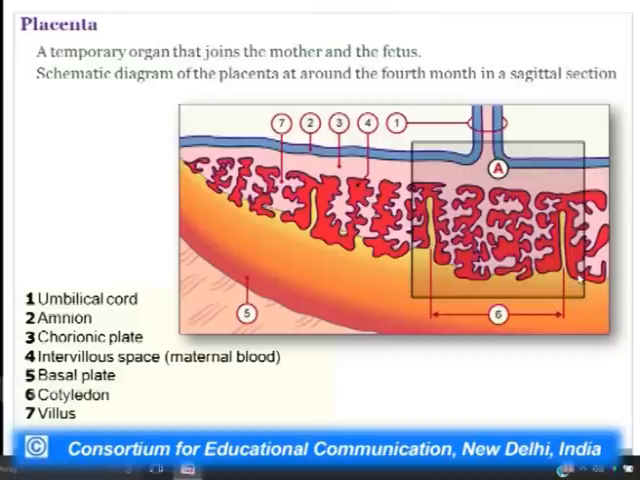So the surface area of the exchange is basically enhanced because of the formation of these villi. Because the membrane is thrown into the villi, these villi increase the surface area where the exchanges can occur. So this is a schematic diagram of the placenta around the 4th month in the sagittal section, which is shown here.